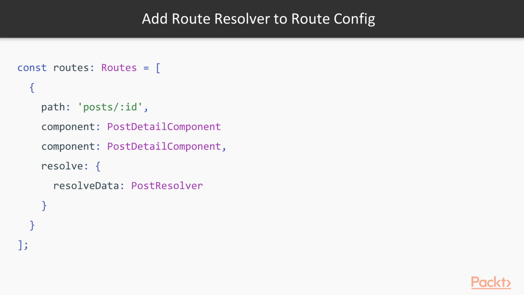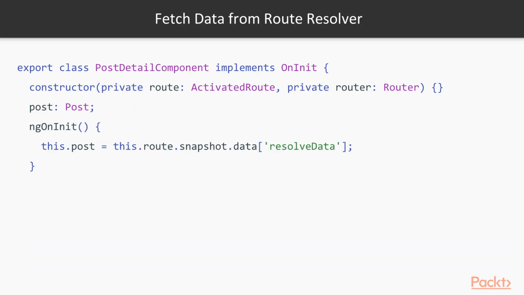Let me show you how we can get it. We have ActivatedRoute service. We can get it from the snapshot data. You can see that I have provided the resolve data property because we have mentioned that here, resolve data. Now it's time to implement the post resolver.